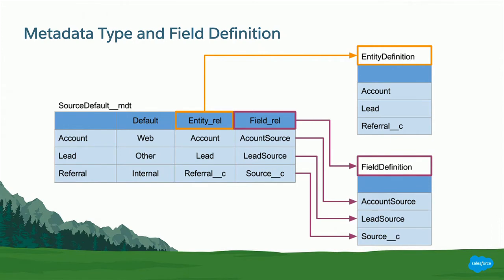And then we can take that one level further and look up to a field on that object. So we have to have an object first. We have our entity relationship. But then we can also have a field relationship. Now again, that's not the value of that account source field, for instance. It's the account source field itself that you are looking up to, so that your code knows what field to look at.